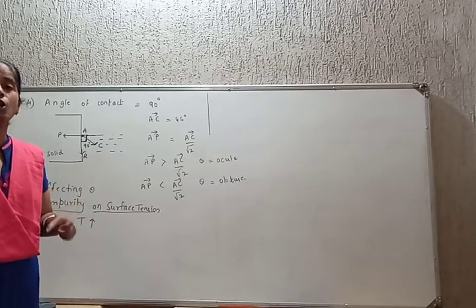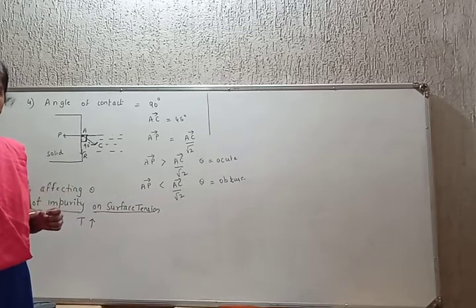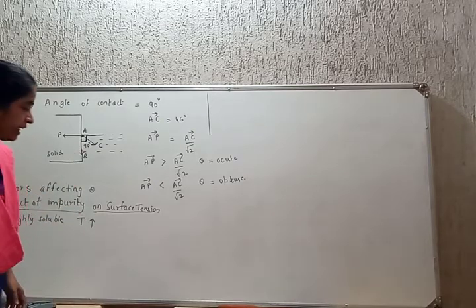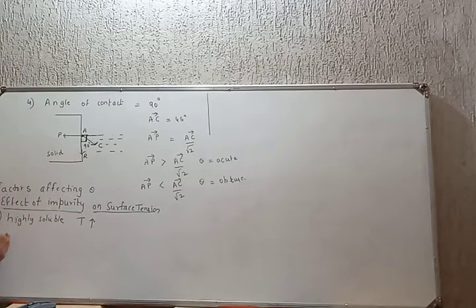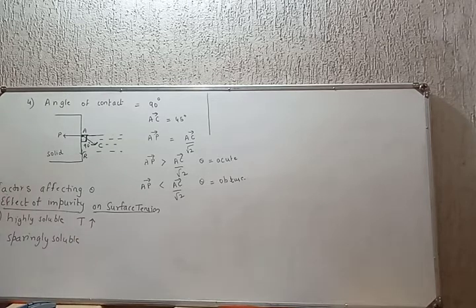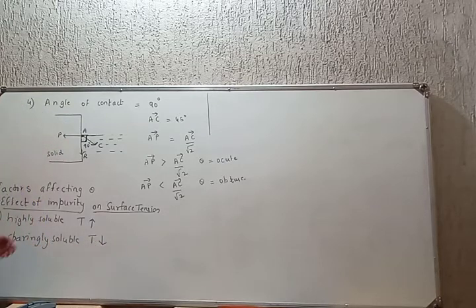Example, you add salt in water. Salt or sugar is highly soluble in water. Then surface tension of water increases. Next, if the impurity is of the type which is sparingly soluble in water, for example detergent added to water, then surface tension of water decreases.